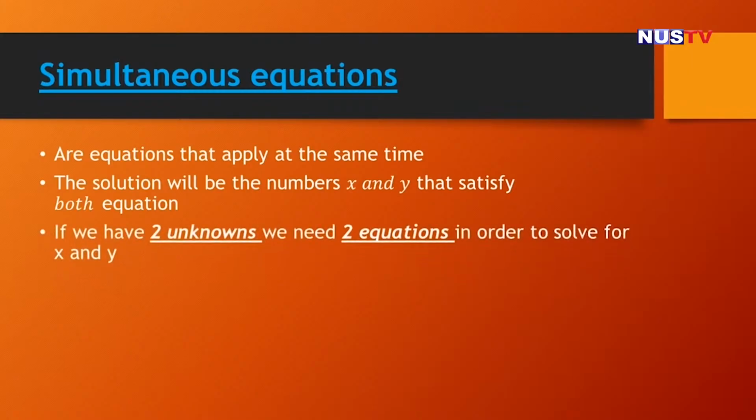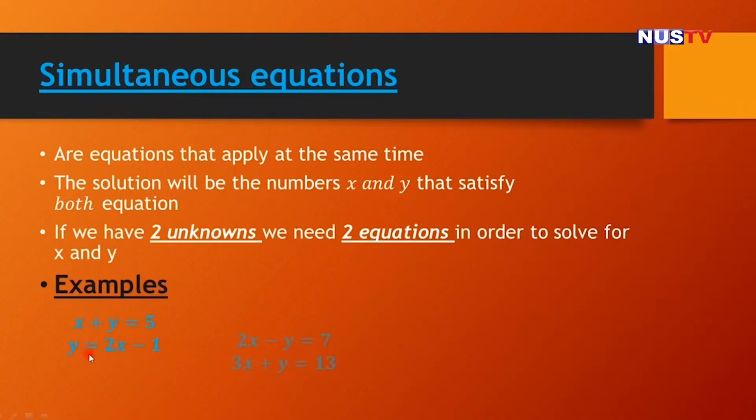If we have two unknowns, we need two equations in order to solve for x and y. So unknown variable will be x and y, and that will be two equations as well. So examples of this. So we have x plus y is equal to 5, and the second one, y is equal to 2x minus 1. So in this case, we are looking at y here as the subject of one of the equation.